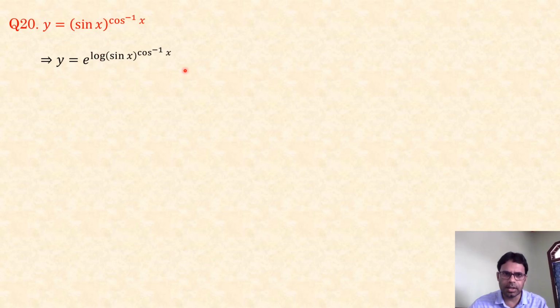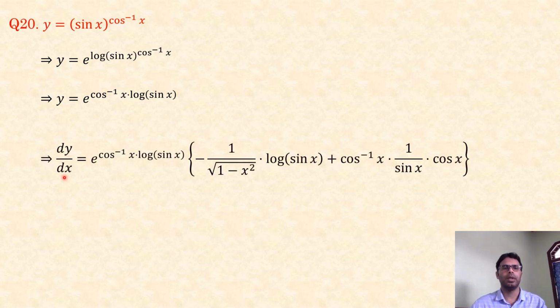because e to the power log, it is nothing actually. So we can write like this, then apply the property of logarithm, this will come in front of the function. So y is equal to e to the power cos inverse x into log of sin x. Then differentiate, dy/dx is equal to e to the power something, derivative is e to the power something itself, because the formula for e to the power x function is simply e to the power x.